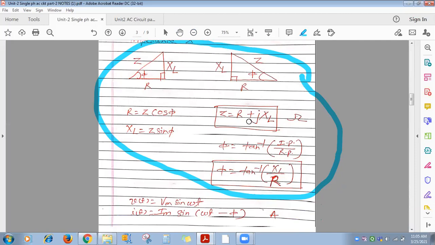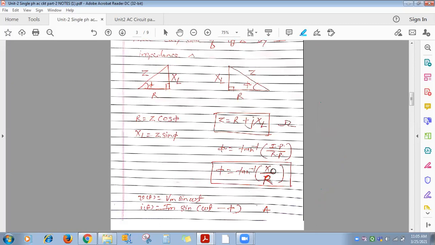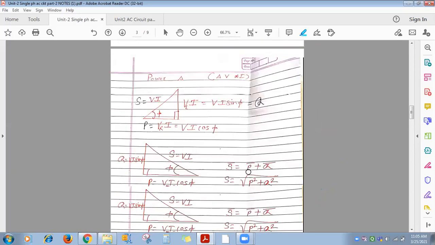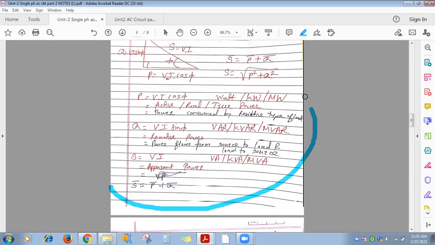So what is the thing for series RL? Imaginary part and real part are both always positive, so phi will always be positive. And the power triangle is next: active power, reactive power and apparent power, their unit and formula. Got it? Any difficulty in series RL?